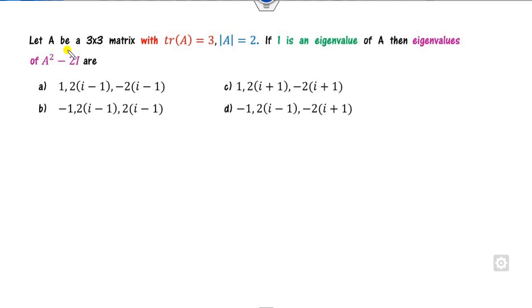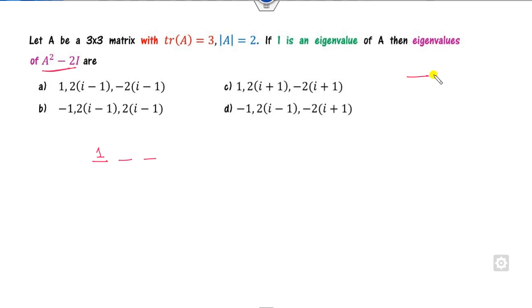Okay, so A is a 3 cross 3 matrix, so it has 3 eigenvalues. The determinant of them is 2. One of the eigenvalues is given here, and you have to find the other values. These are complex numbers. What are the eigenvalues of this?